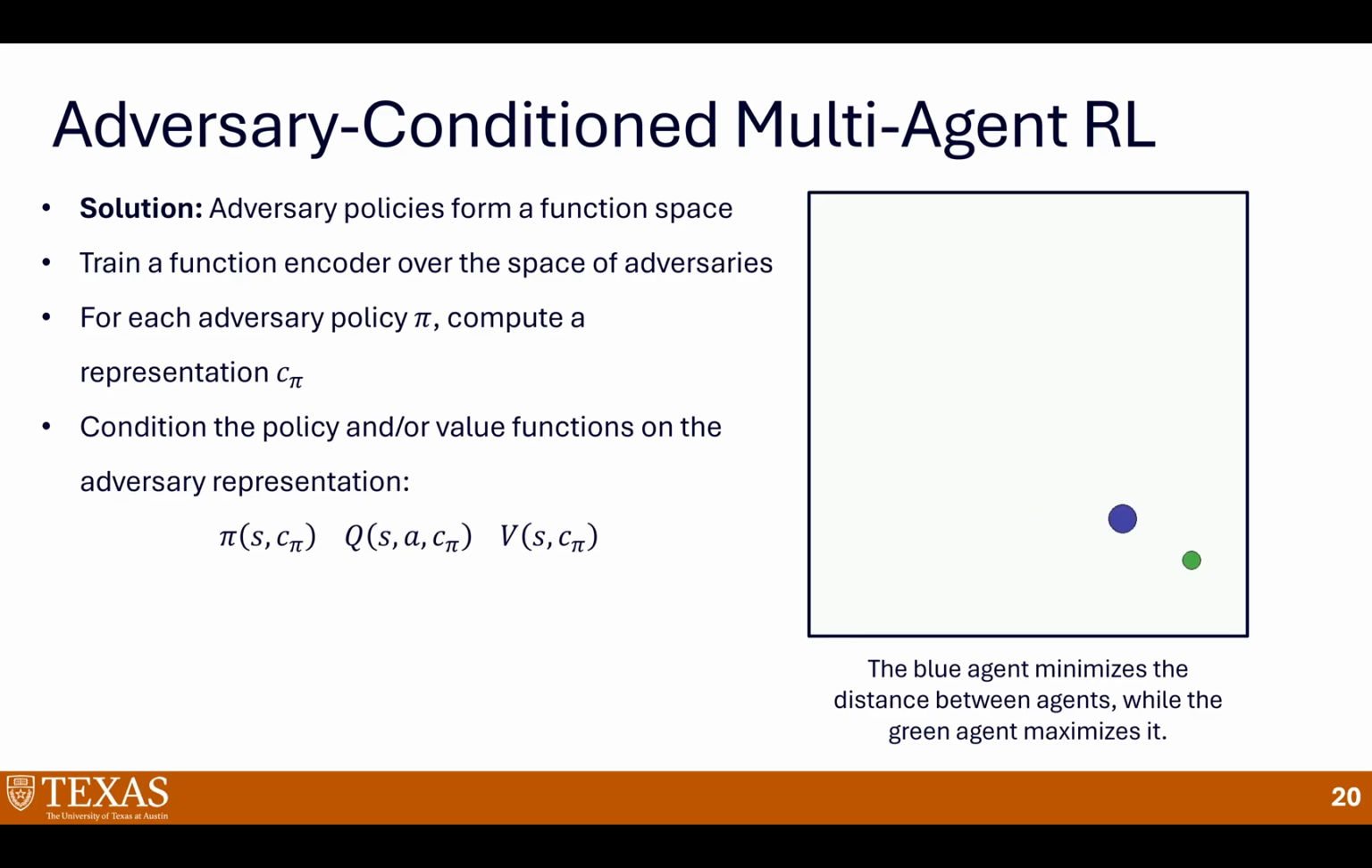The solution is to recognize that the space of adversary policies forms a function space. And so we train basis functions over the space using the function encoder algorithm. And then for each adversary, given a small amount of data on how that adversary performs, we can compute a representation. And then once again, we simply condition the reinforcement learning algorithm on the representation of the adversary. And so this is basically a fully informative description of the adversary that the RL algorithm can then use to exploit that adversary.